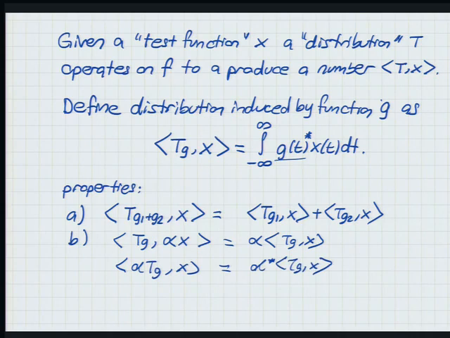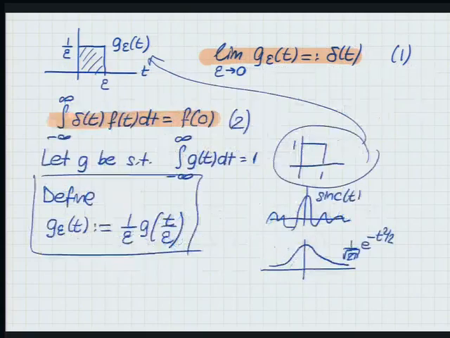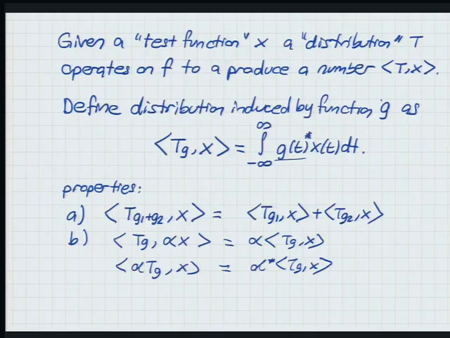But where am I going with this? So now remember the g epsilon that I used to define my delta function, right? If I use the distribution induced by g epsilon, Tg epsilon, and apply it to a test function, what would that give me? It would give me the integral of g epsilon, which is 1 over epsilon g of t by epsilon, right?